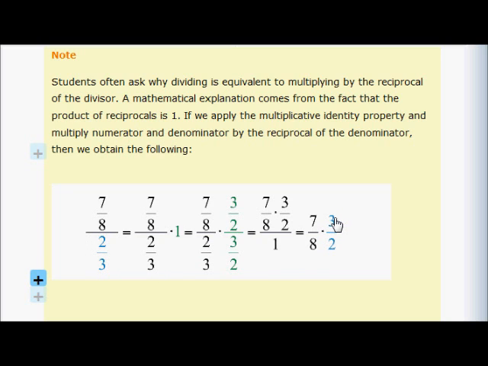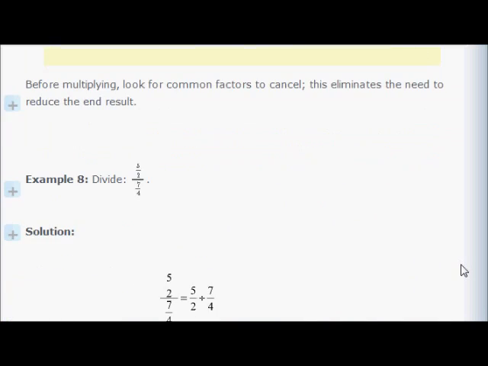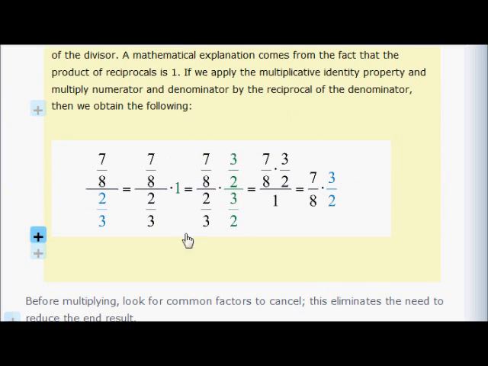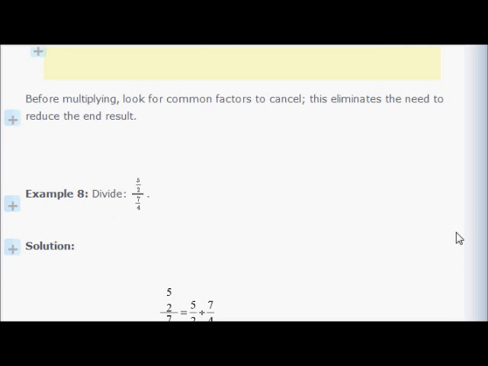Sorry about that. Okay, so before we multiply, we're going to look for common factors to cancel, of course, because then we don't have to reduce as much at the end. So let's say we have 5/2 divided by 7/4. So that's the same as 5/2 times 4/7, right? The reciprocal of the divisor. 5/2 divided by 7/4 is equal to 5/2 times 4/7. What can we cancel here?